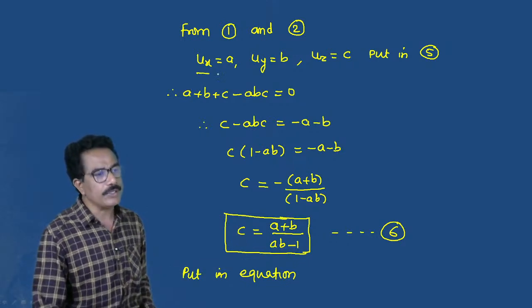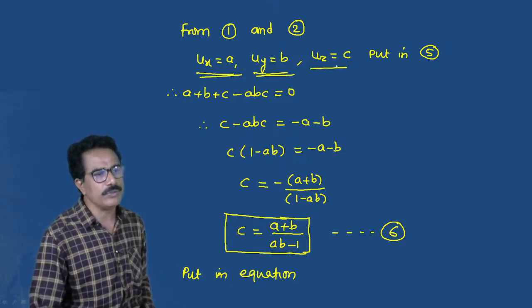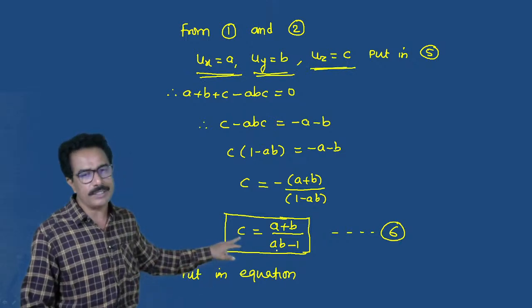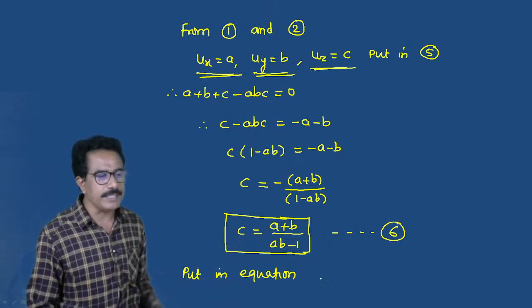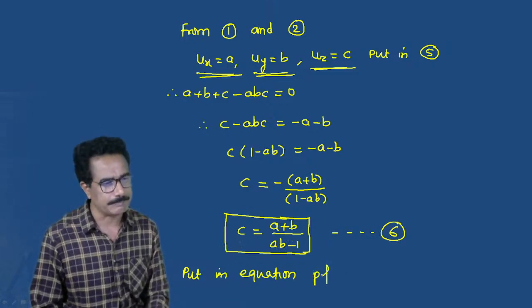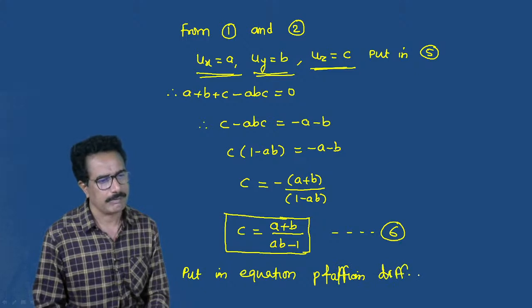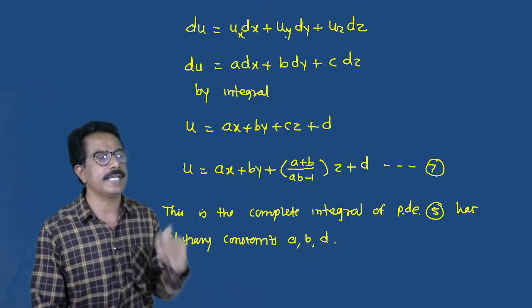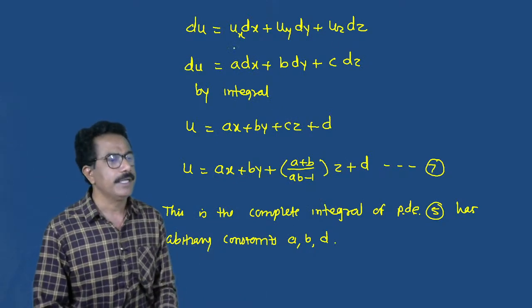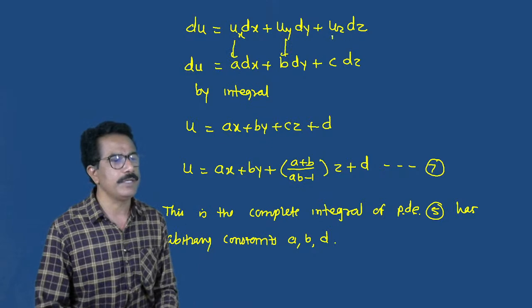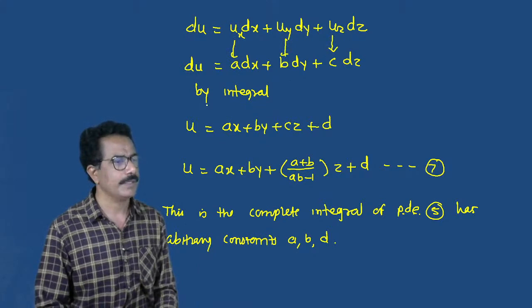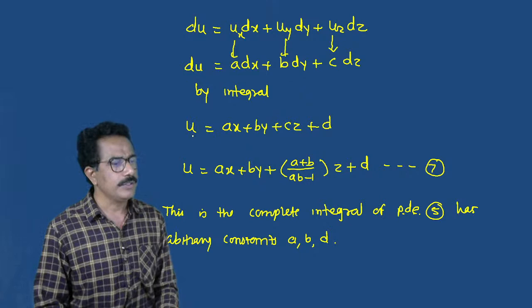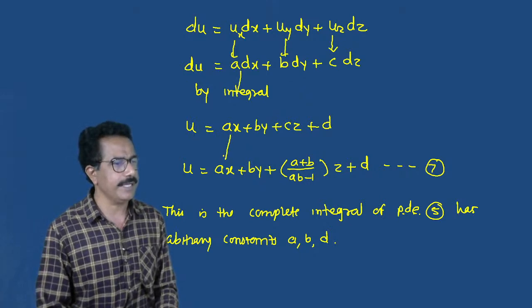Now we know that ux is given, uy is given, uz is given, and the value of c is already known. So putting these values in the Pfaffian differential equation, so what is that Pfaffian differential equation? du is equal to ux dx plus uy dy plus uz dz. ux means a, uy means b, uz means c. By integrating, u is equal to ax plus by plus cz plus d.